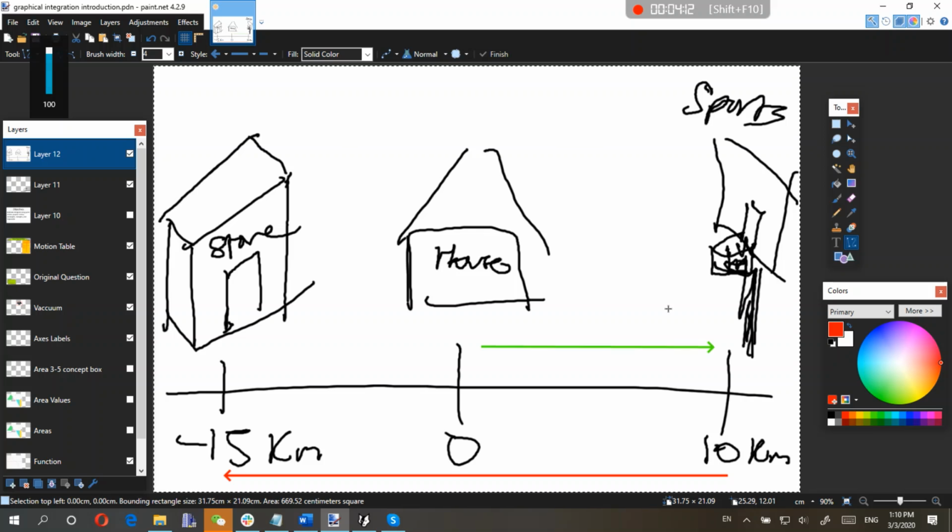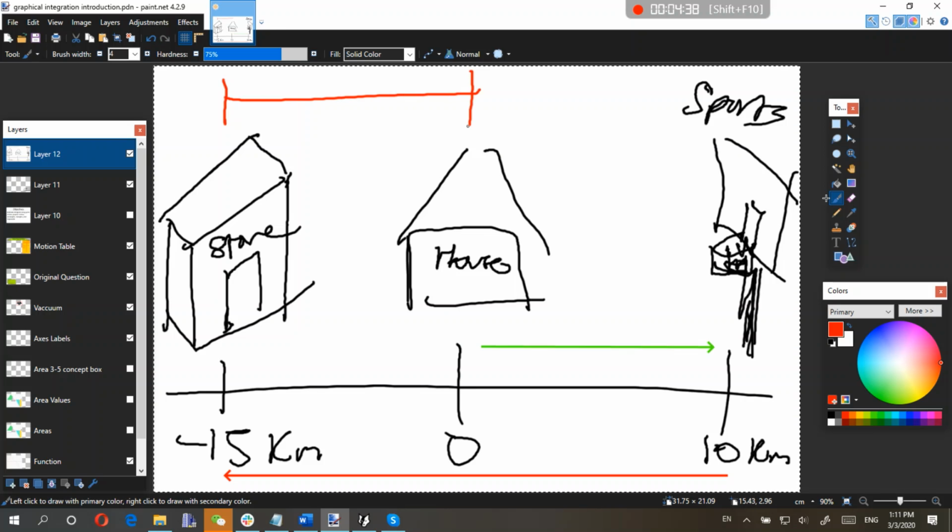Okay, so our total distance traveled, if we did this, would be 25 kilometers, but our displacement would only be 15 kilometers. Your displacement measures your distance from a start point. So at the end of traveling down the green and the red lines, our distance from the start point is still only 15 kilometers. So that would be displacement. Our total distance traveled, though, would be 25.